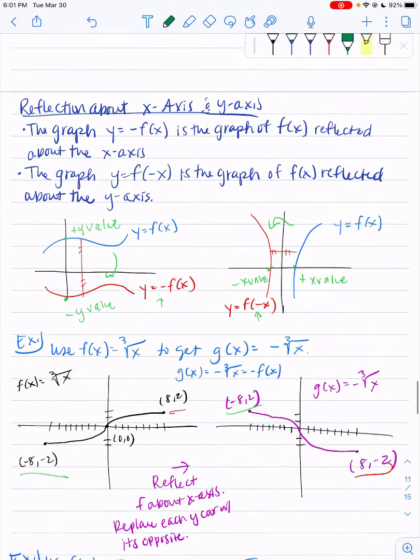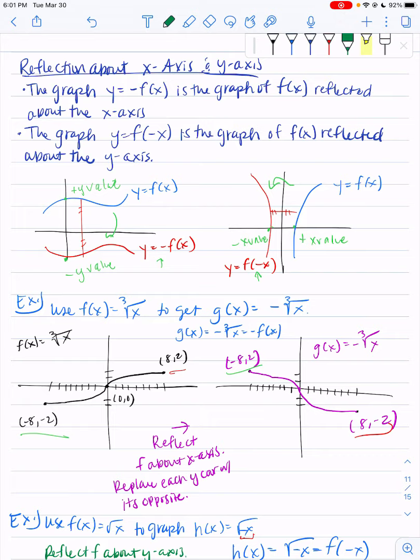Okay, now I'm going to talk about reflections about the x-axis and then the y-axis. So I have the graph y equals negative f of x is the graph of f of x reflected about the x-axis. And then the graph of y equals f of negative x is the graph of f of x reflected about the y-axis.